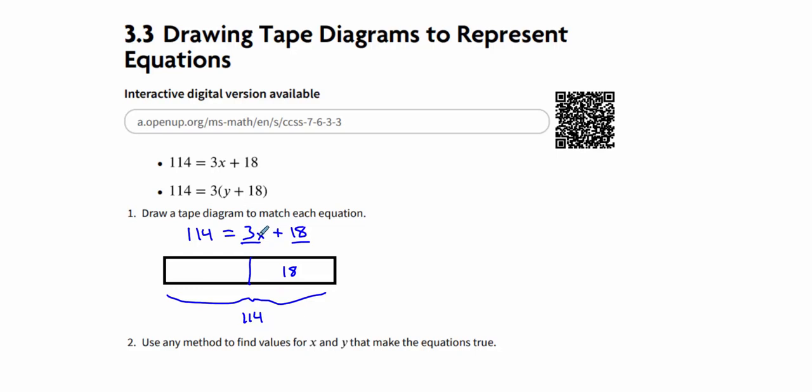And then I have this 3x. And I know that 3x is the same thing as x plus x plus x. So that's what I'm going to put in this part of my tape diagram. I'm going to split it up into 3 equal parts, and each part is going to have an x. So there's my tape diagram for this equation. Let's draw a tape diagram for this equation. So the first thing I'm going to do is draw my rectangle.